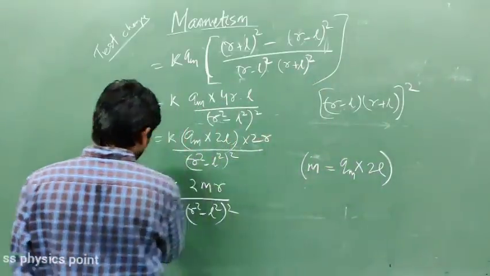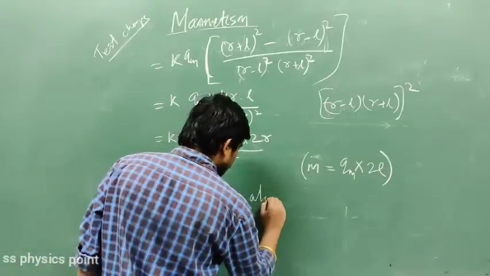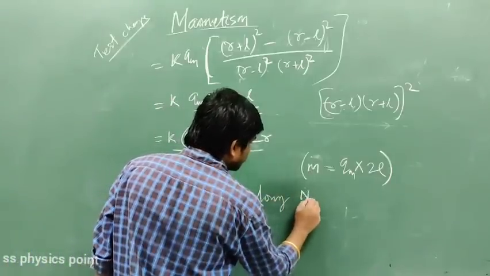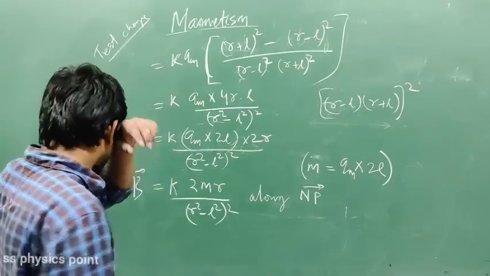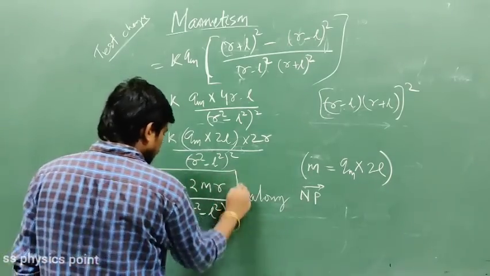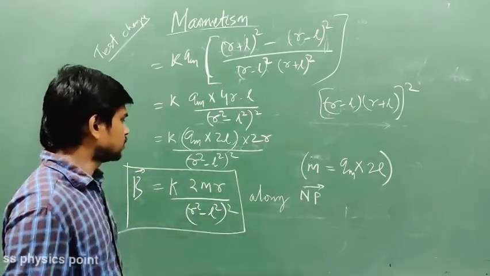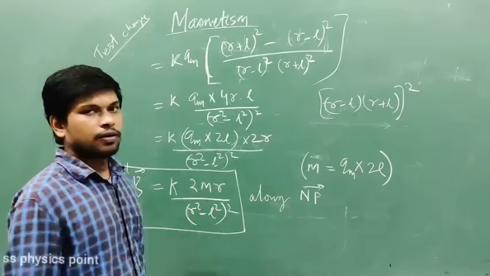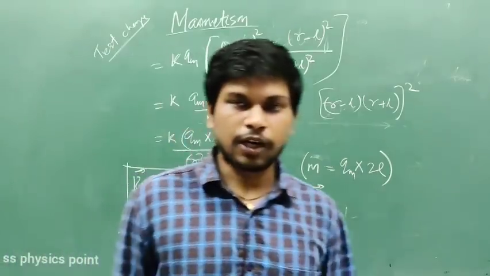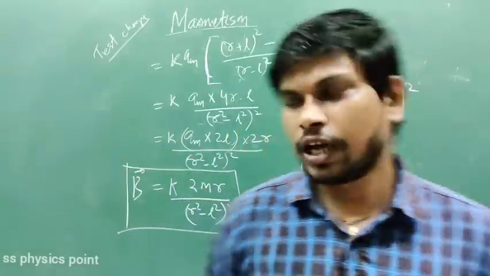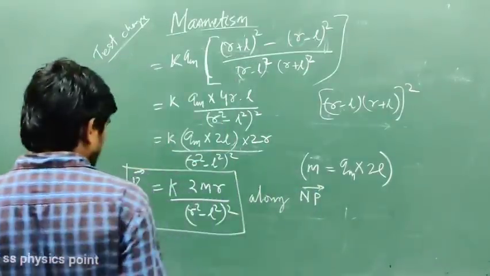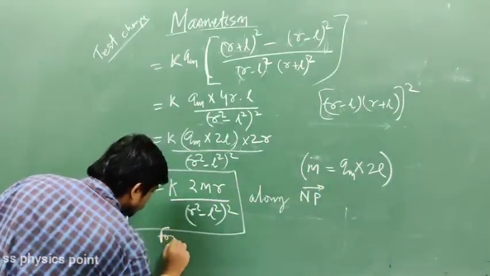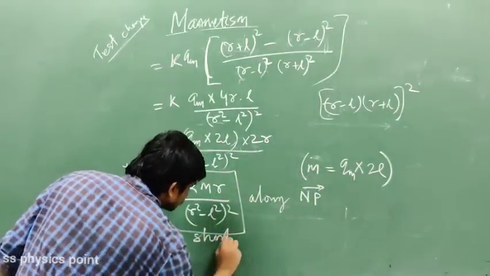What will be the final direction? Along NP. Just write it along NP. Don't forget to mention this direction. So this is the magnetic field due to a bar magnet on the axial line. This much magnetic field is coming on the axial line. This is the expression, and you can write it for a short dipole.